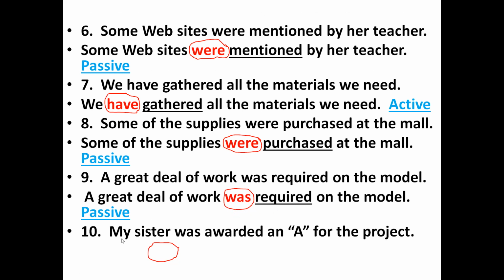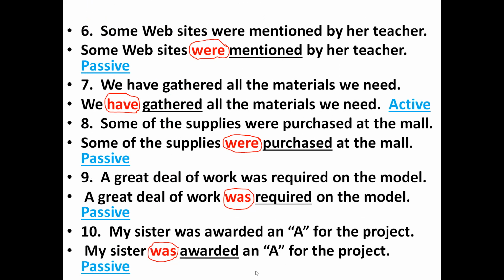Number next, my sister was awarded an A for the project. You can see that the object is coming at the beginning of the sentence and the subject is at the end of the sentence. So this is also a passive voice. Here the main verb is awarded and the helping verb is just before the main verb, that is was here. Circle the helping verb and underline the main verb.